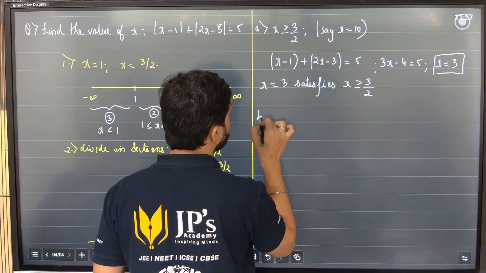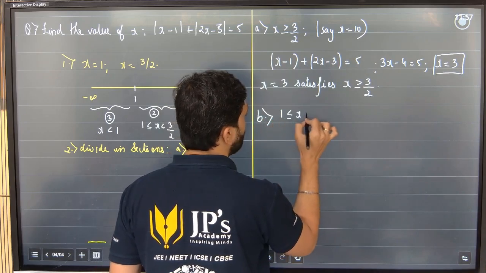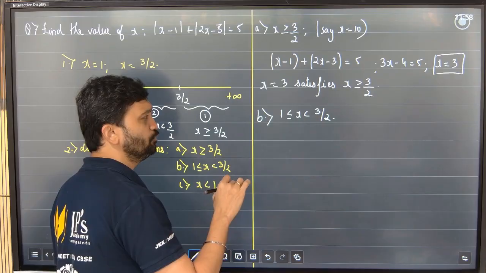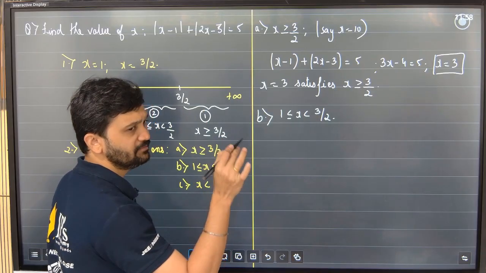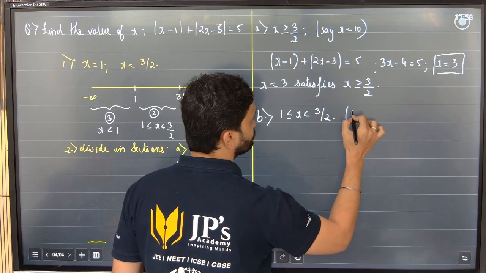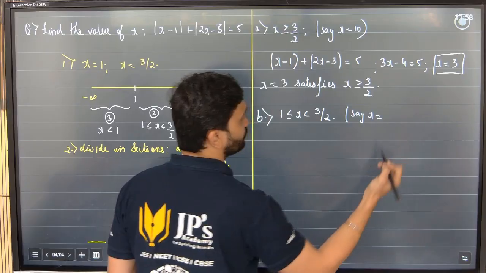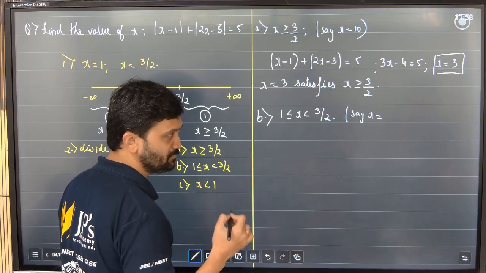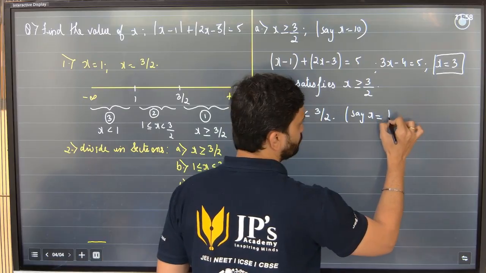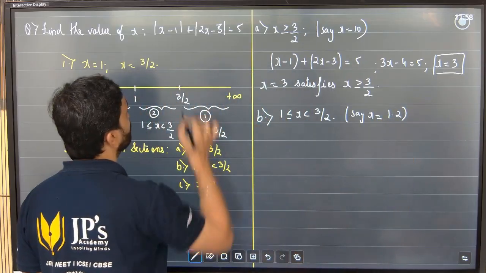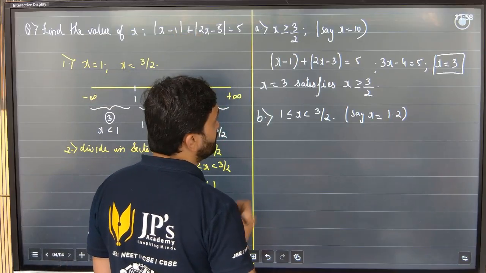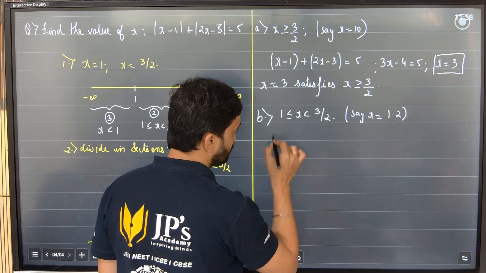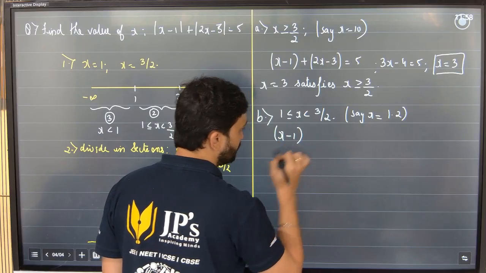Now I'll take the second part. The second part is 1 less than or equal to x less than 3 by 2. Guys, suggest any value of x between 1 and 3 by 2, between 1 and 1.5. Say 1.2. Let's take x as 1 by 2. In the first bracket, if I take x as 1 by 2, will it give me a positive answer or a negative answer? Positive. So I'll write x minus 1.